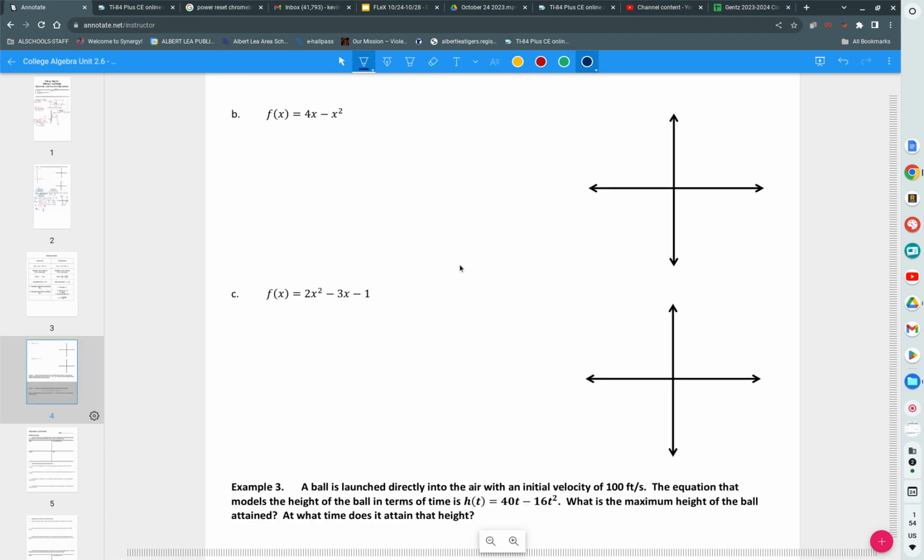We flip it over. What's different about letter B? There's no C, no constant value on the end. And we have a negative in front of that x squared, don't we? And that causes a little bit of a problem. I'm going to factor out that negative. So I have a negative x squared, and it's a minus 4x.